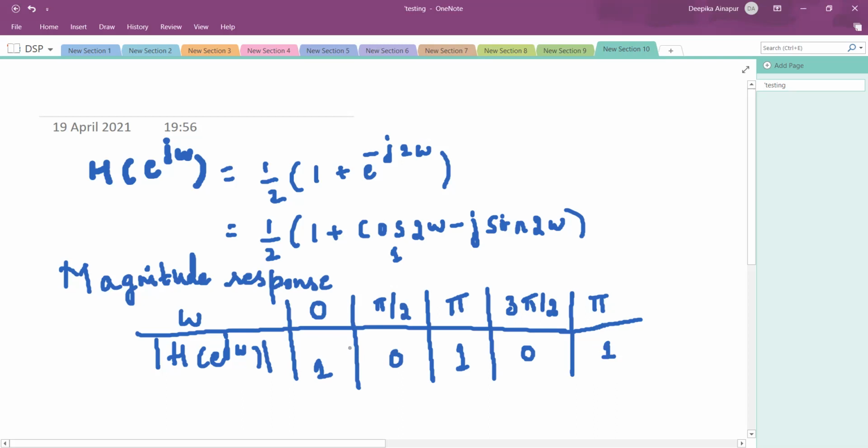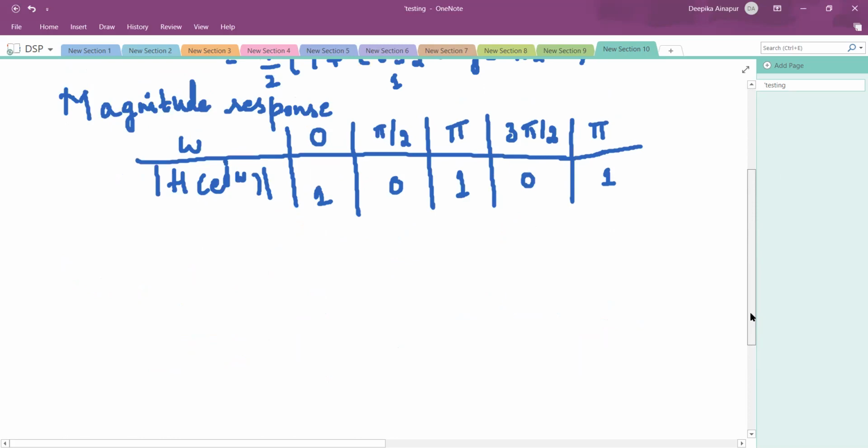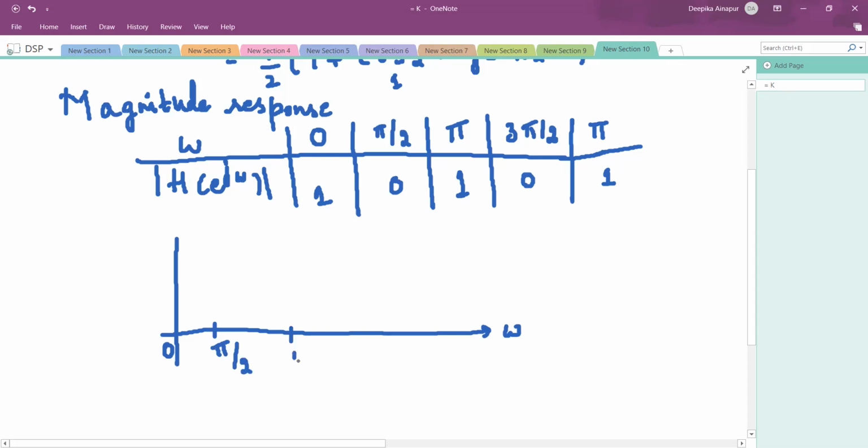So how will you draw this? Whatever you have got now, you have to draw as a magnitude response. I'm taking omega as my x-axis. Omega values I'll be taking 0, pi by 2, pi, 3 pi by 2 and 2 pi. Like this, I'm taking the different values, and I'll take the y-axis as the magnitude of H of e raised to j omega.